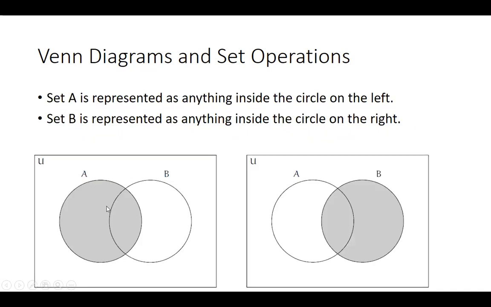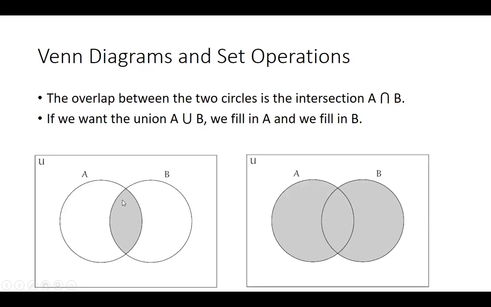Set A is represented as anything inside the circle on the left. Set B is represented as anything inside the circle on the right. The overlap between the two circles are things that are in A and B. So that would be the union. I'm sorry, that would be the intersection, A intersection B. I was looking ahead to the next one and my eyes were focused on the word union.